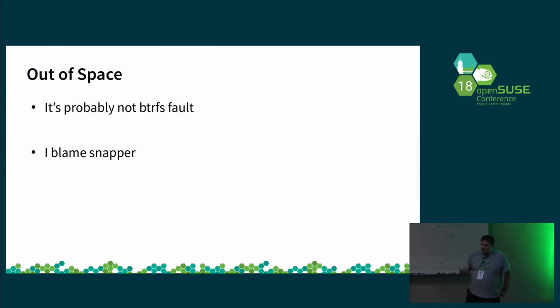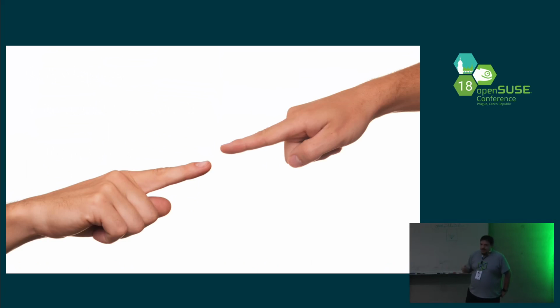And really, quite often, it's not Btrfs' fault for running out of space. I blame Snapper. But the Snapper developer, if he's here, Arvin, no, good. He'd be blaming me if he was.